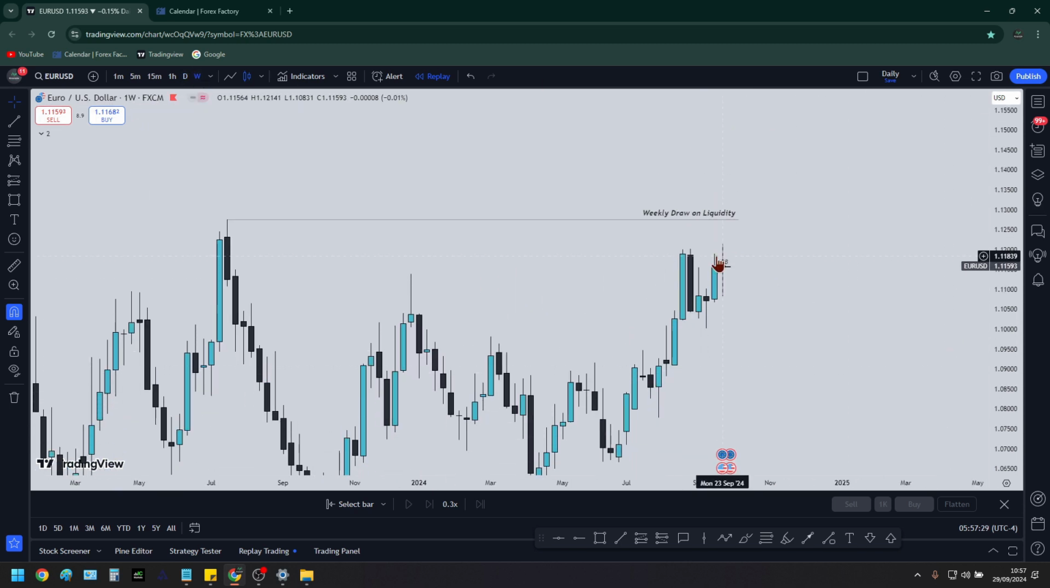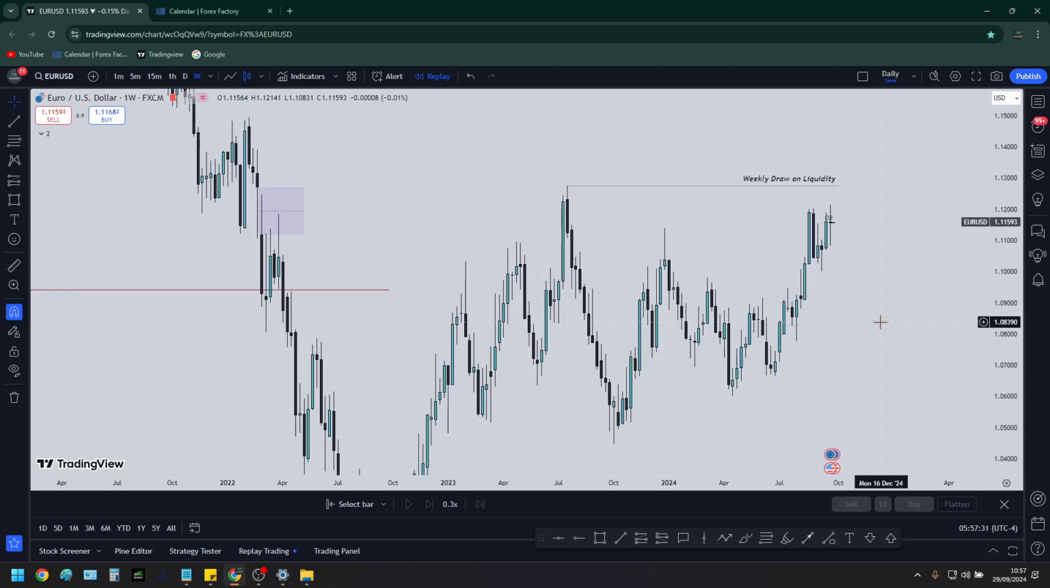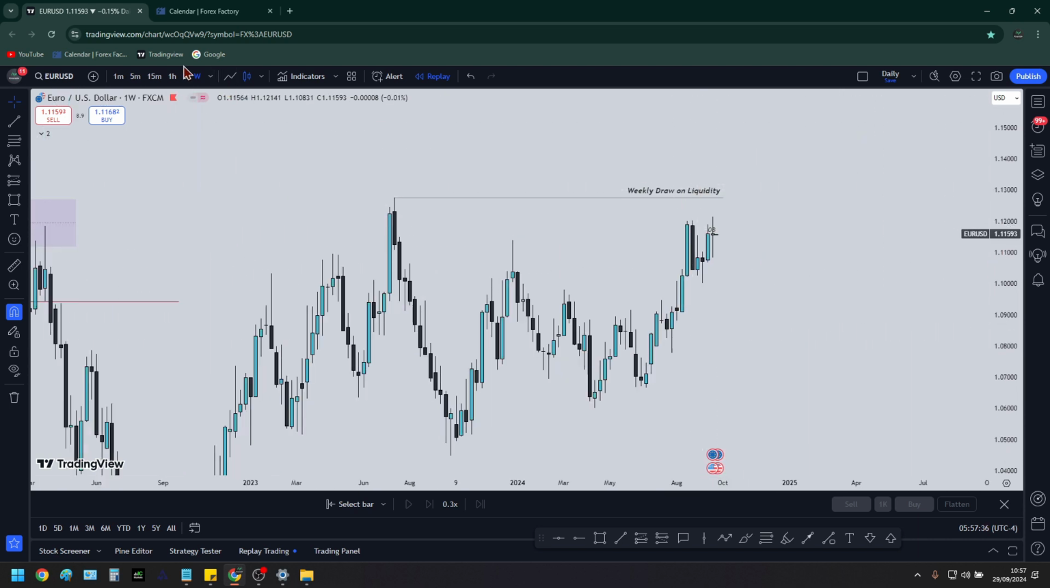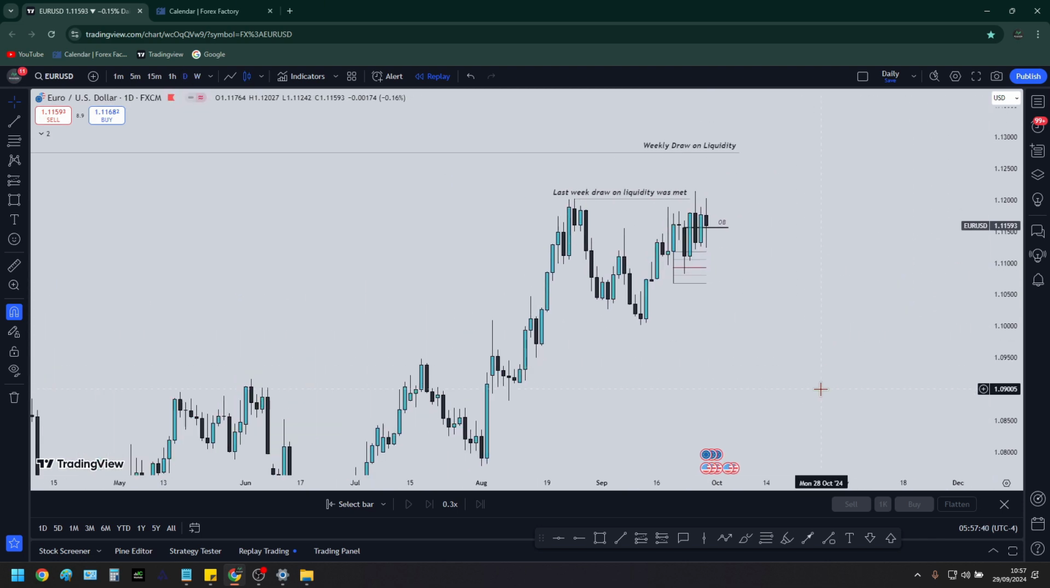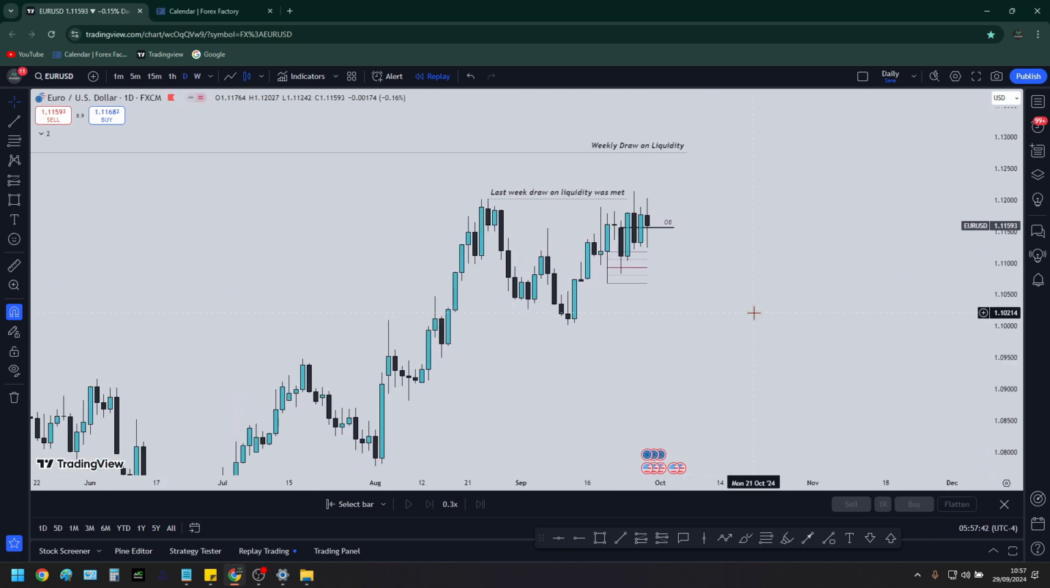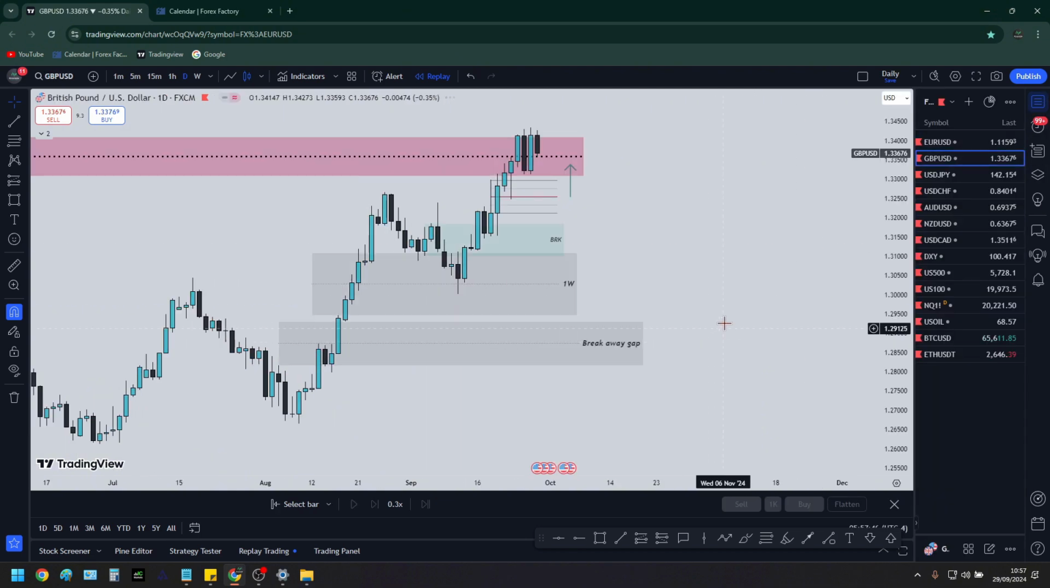That's what's important. I'm still bullish. I think we will target this weekly drawn liquidity, right? I think this is the one that we're going to target. Still bullish, but we'll see what happens Monday. Next one, GU.